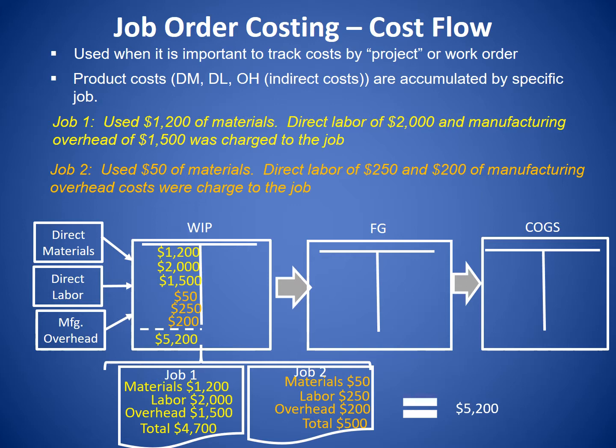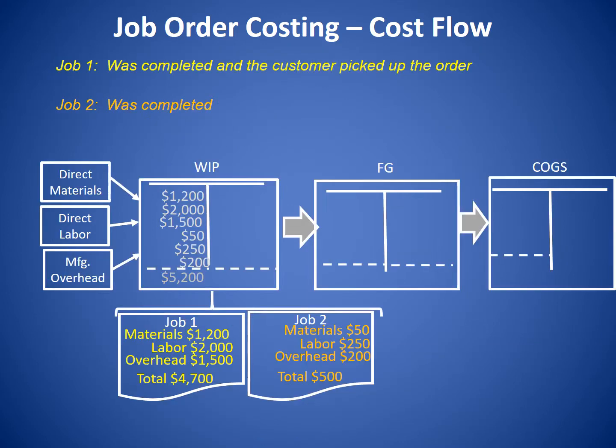So if we take job 1 and job 2, that represents the total amount of costs that have been charged to work in process. In this case, $5,200, which equals the total value of our jobs in work in process. So we see this total in work in process of $5,200, and we can see the individual details in the individual job sheets, job number 1 and job number 2.